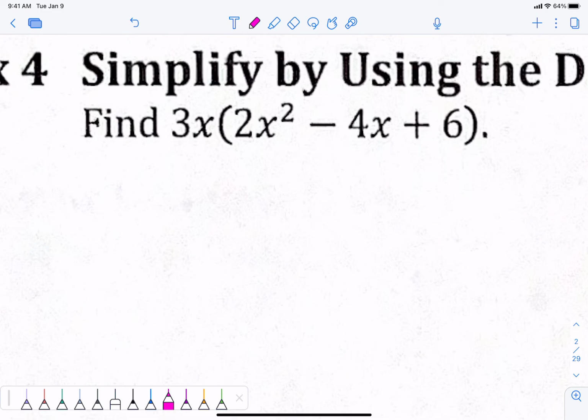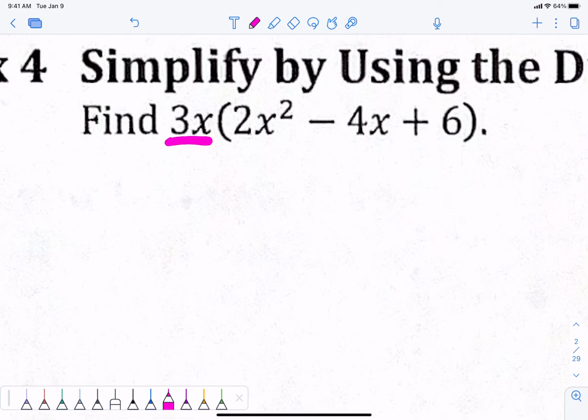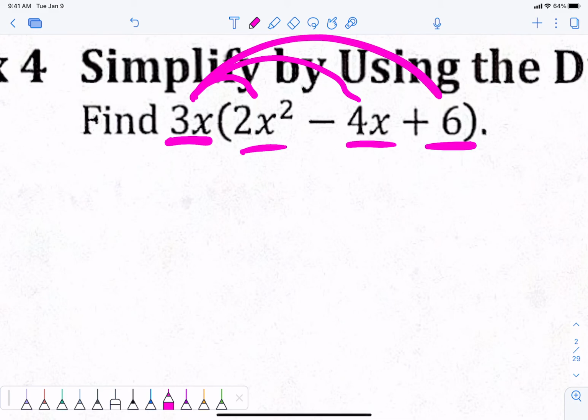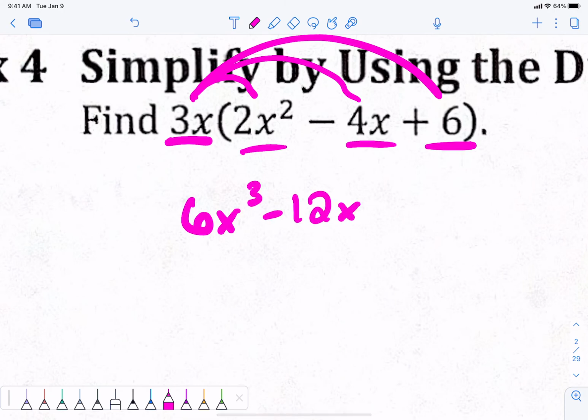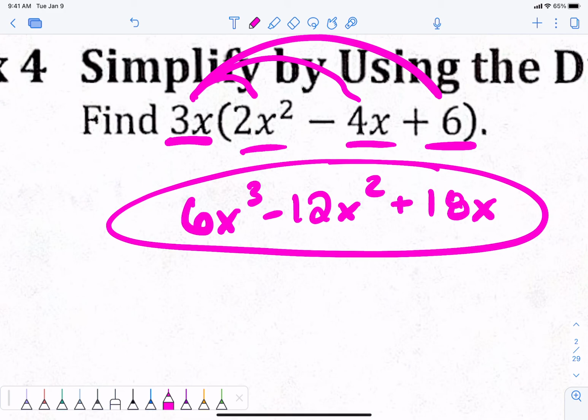Great. Example 4 is at the top of the second page. Flip over. This 3x is one piece, and then we've got a trinomial here, which is 3 pieces: 1, 2, 3. Do you see how the 3x is on the outside of the parentheses? This is like distributing. This times this, this times this, this times this. What's 3x times 2x squared? 6x to the third. What's 3x times negative 4x? Negative 12x squared. 3x times 6 is plus 18x. Anything else we can do? No. Are we done? Yes. You're just distributing.